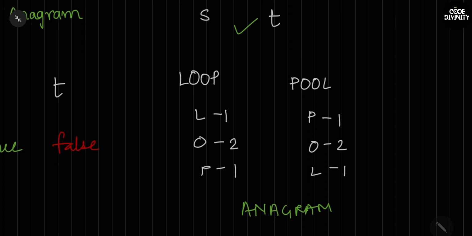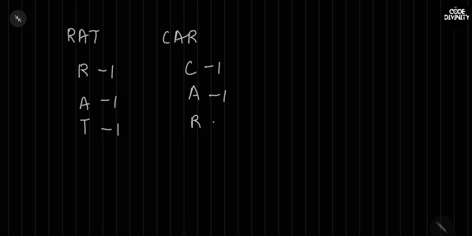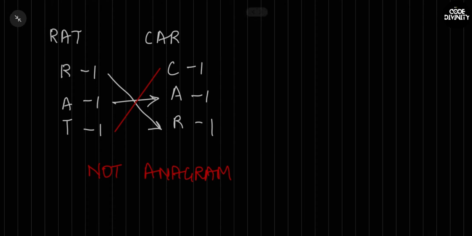Now let's take an example of a non-anagram string. Rat and car. So unique occurrences are R, A, T, and each of them occur once, and in car each of the alphabet occur once. Now we can see that R is equal to R, A is equal to A, but C and T are not matching with each other. In that case, we will say that both of these strings are not an anagram to each other.